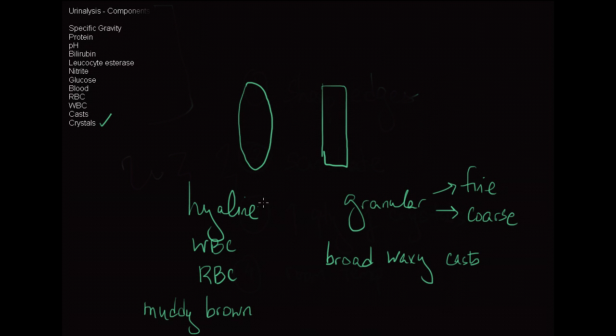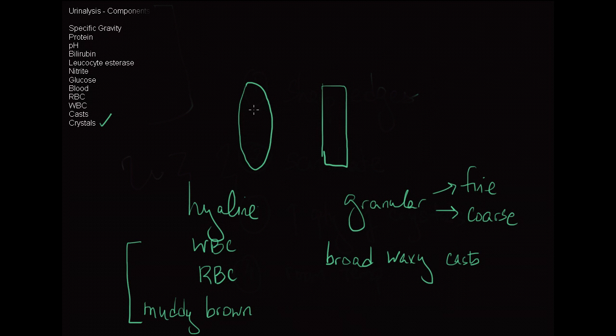What do they really represent? They could just be some epithelial cells that line the tubule that have sloughed off, but not necessarily pathologic. So these are considered benign casts. Then you have cellular casts, which are here: white blood cells, red blood cells, and sometimes the muddy brown cast.